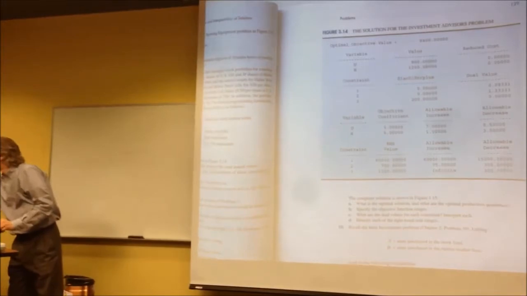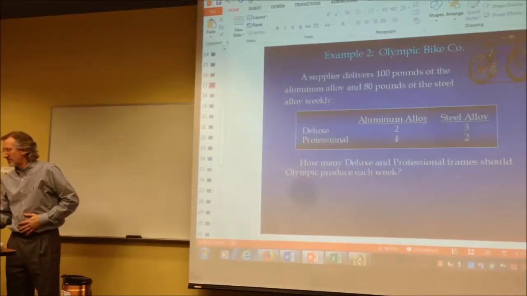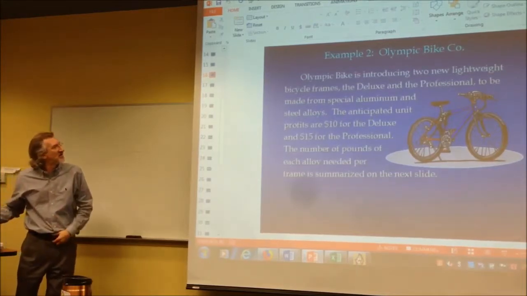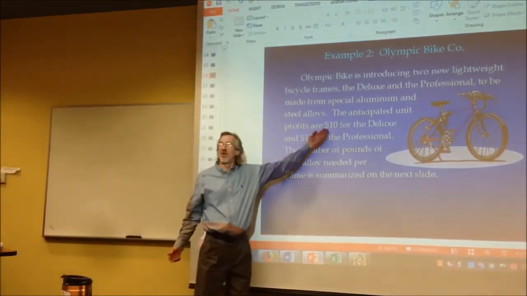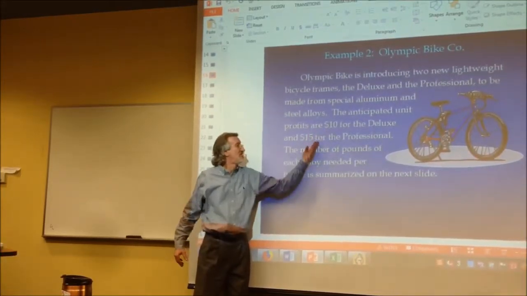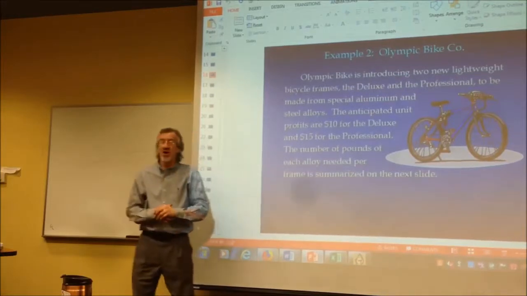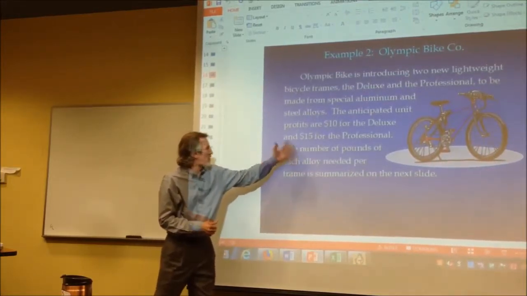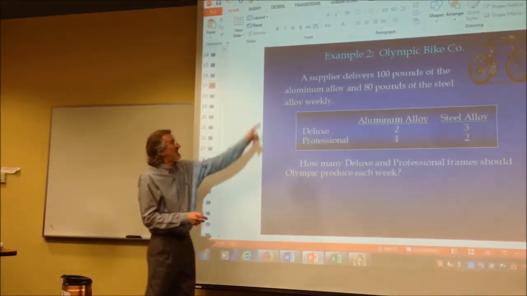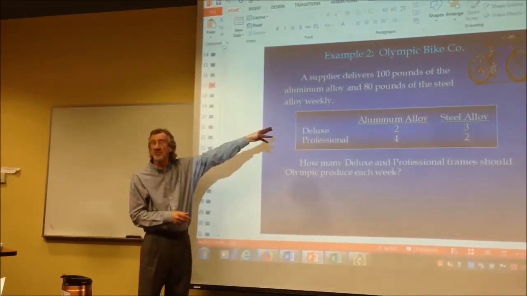Another example. This one's too easy now after you've seen all that. Let's see, we're going to this one right here. This is a bike company. They have the deluxe and the professional bike. Their anticipated profits are $10 for every deluxe they're going to put in this next production cycle, and $15 for every professional. We're trying to figure out which combination we should make in this next production run. We have to use some alloys in the production process. They happen to be aluminum and steel. Our supplier is dropping off 100 pounds of aluminum, and our other supplier is dropping off 80 pounds of steel.